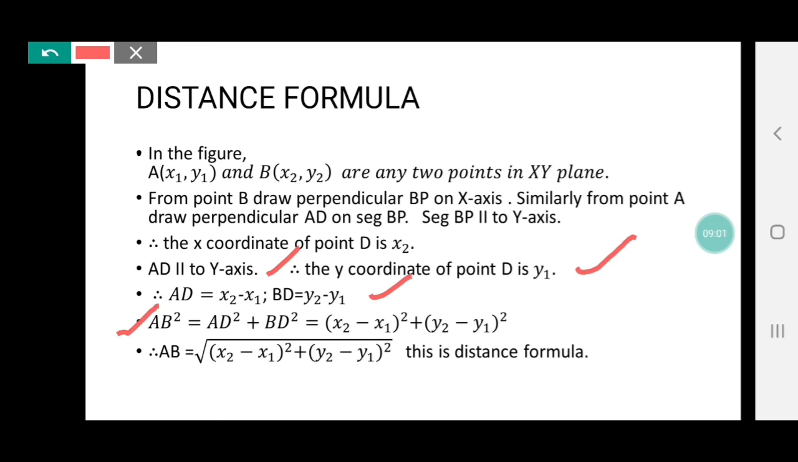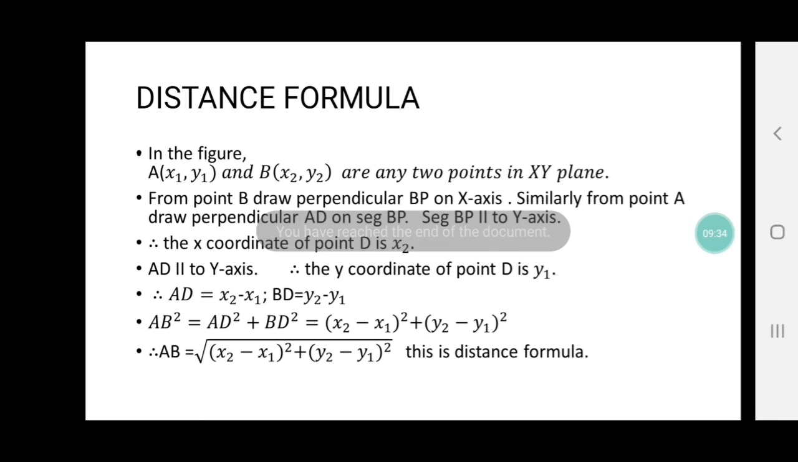AB square is equal to AD square plus BD square, that is equal to (x2 minus x1) whole square plus (y2 minus y1) whole square. So when I take the square root of it, AB is equal to the square root of (x2 minus x1) whole square plus (y2 minus y1) whole square. This is the distance formula. This concept we are going to use to solve the problems given in practice set 5.1.